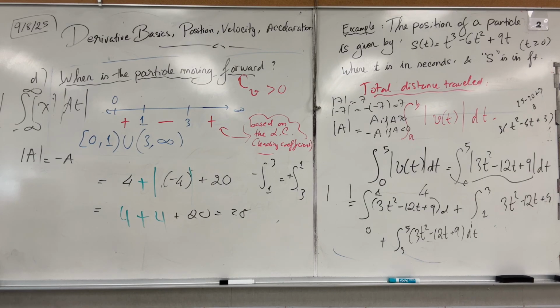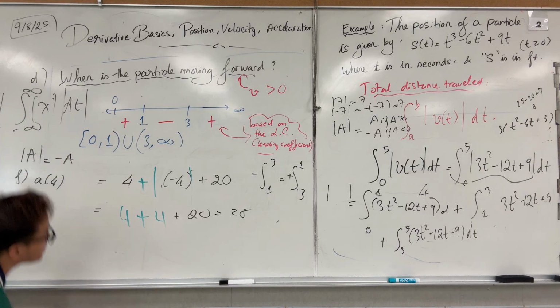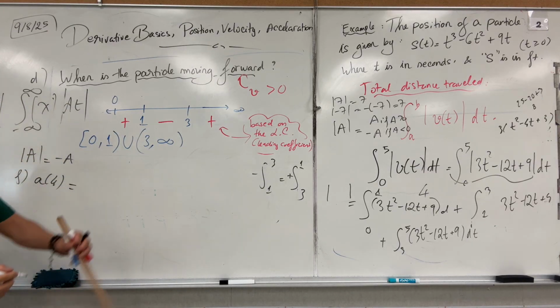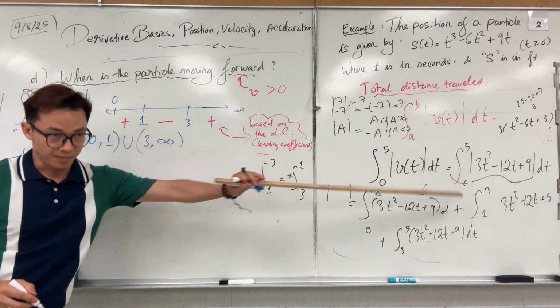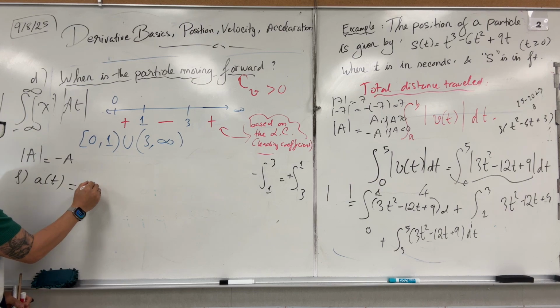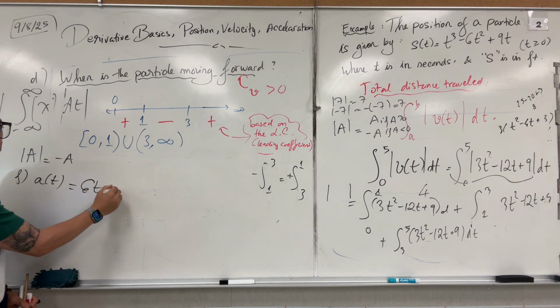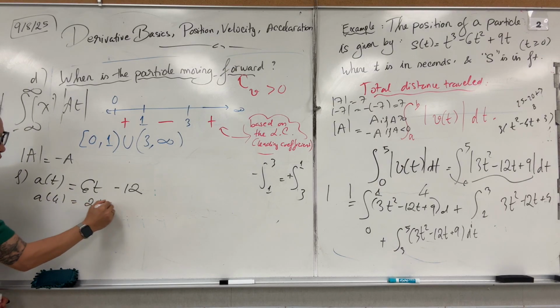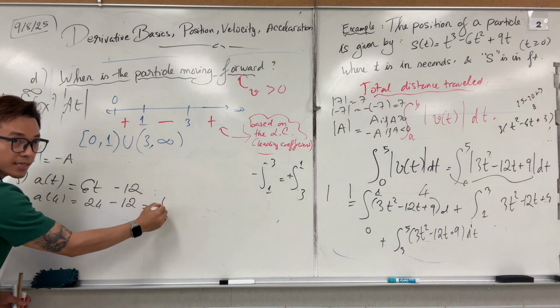Find the acceleration at 4. Find the acceleration at 4. a(4) is? You just take the second derivative. What is a(4)? Taking the derivative of v, so what do we have? Let's do it together. So 6t minus 12. And you look at 4, what do you have? 24 minus 12, which is 12.